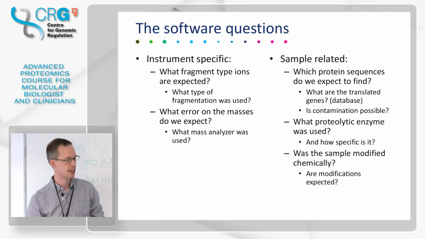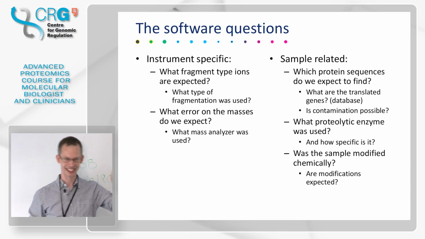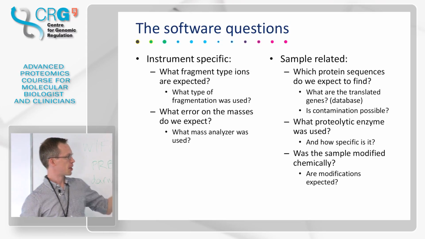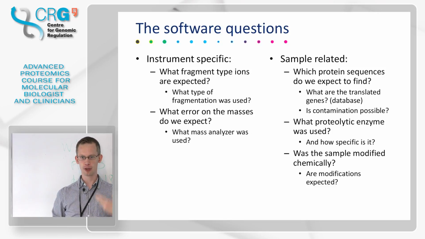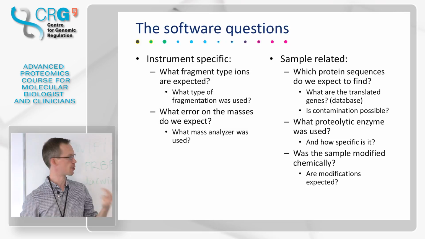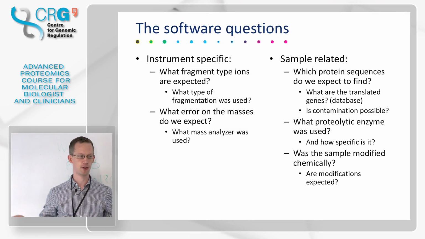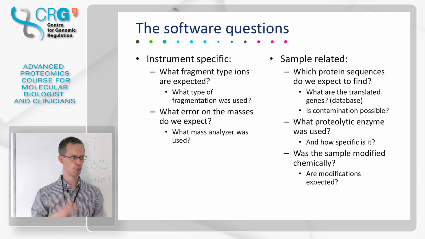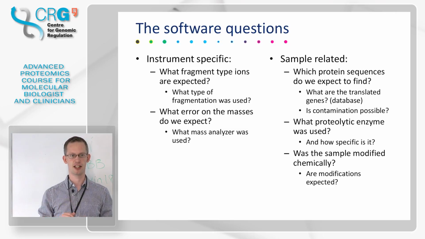So the software questions. This is actually a really important slide, so you can mark that with a star or something in your notes. You need to know a bit about what type of fragment ions, or the software may know this for you, but often you need to specify what type of fragment ions are expected. So which fragmentation method was used? Was it collision induced? Then it's probably more Y-ions, and maybe also B-ions. If it was something with an electron transfer, then we may be more in C and Z ions.